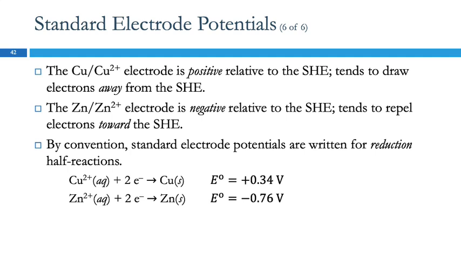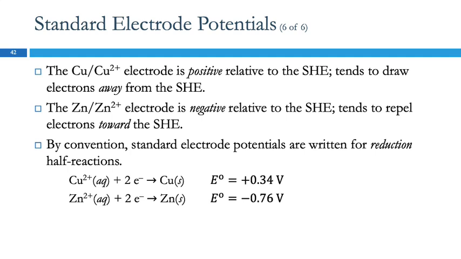So the copper electrode is positive relative to the standard hydrogen electrode, tends to draw electrons away from it. The zinc electrode was negative and tended to repel electrons toward the standard hydrogen electrode. So when we put them together, electrons are going to move from the zinc electrode to the copper electrode.